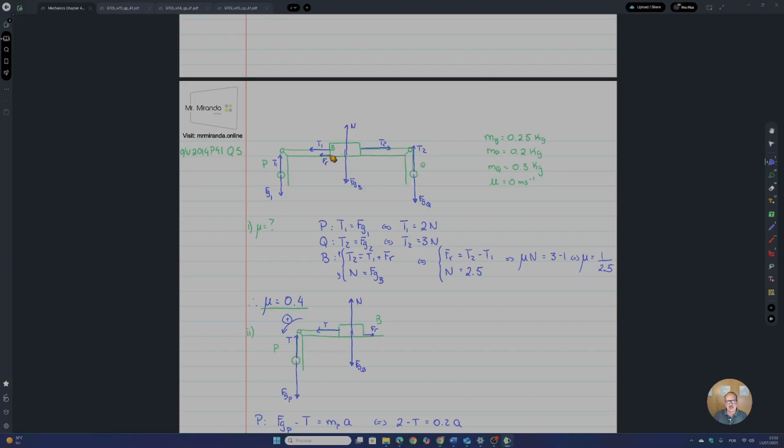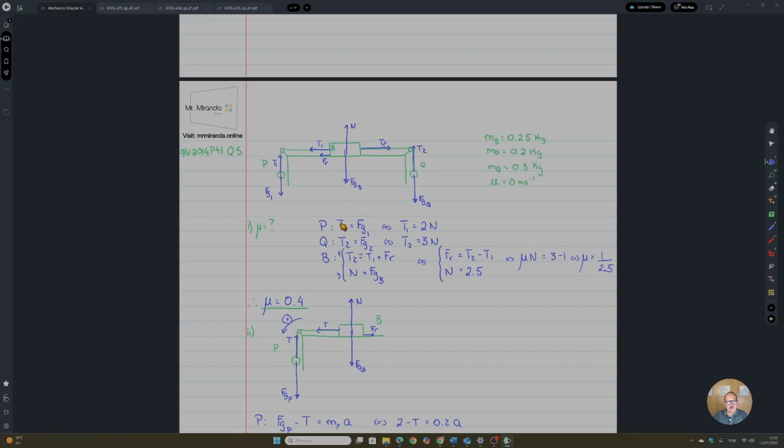So in this case, it's going to point to the left because B tends to go to the right, because this is heavier than that. All right? Okay, so let's put all this diagram and translate it into mathematical equations.